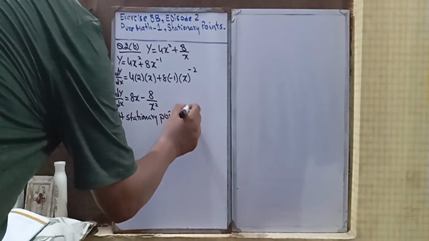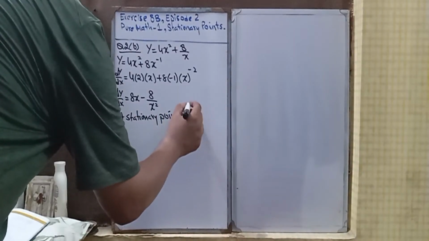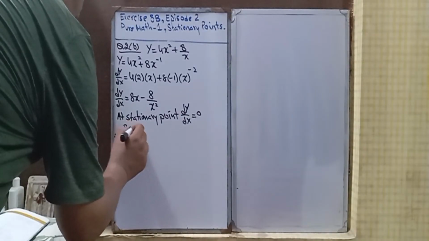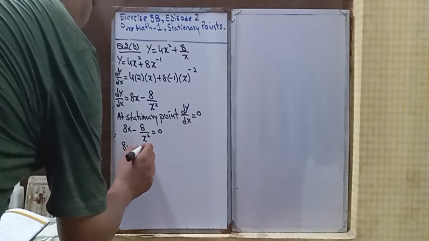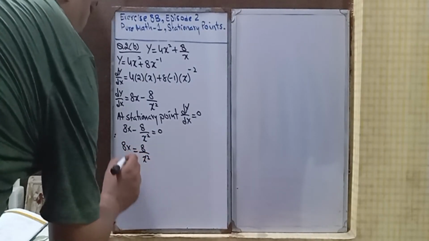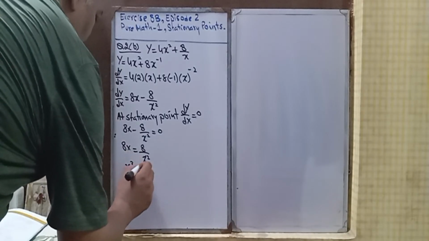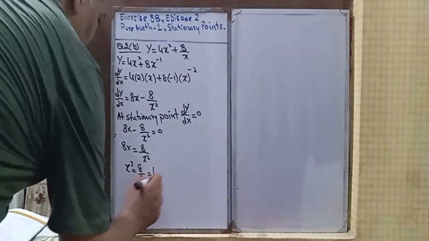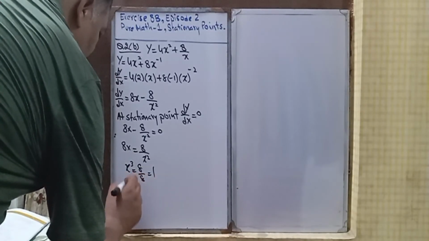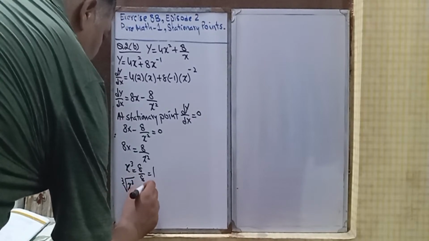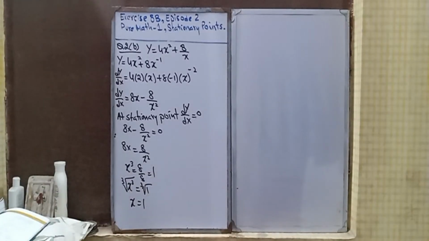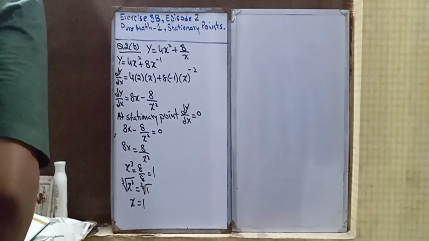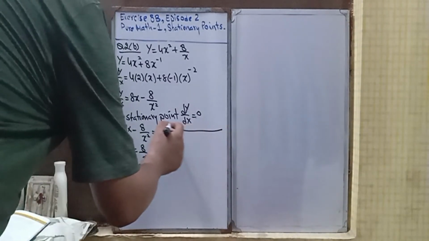the value of dy/dx is equal to 0. So we'll make 8x minus 8 divided by x² equal to 0. So 8x is equal to 8 divided by x². Bring it here. So x³ will be equal to 8 divided by 8, that is equal to 1. So for x³, take the third root on both sides. The third root of 1 will be 1. Okay. Now I need to know the y coordinate of that point.